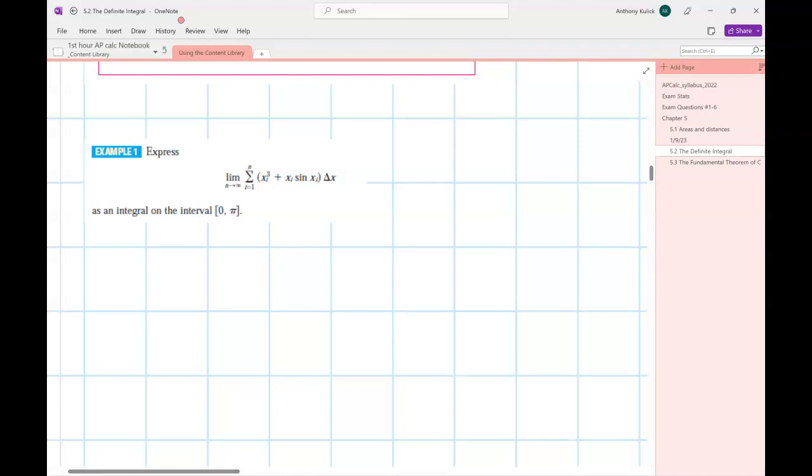Okay. So it says to express this limit of the sum from i equals 1 to n of x_i cubed plus x_i times sine x_i, times delta x, as an integral on the interval from 0 to pi.